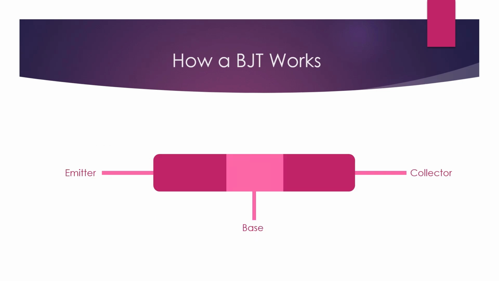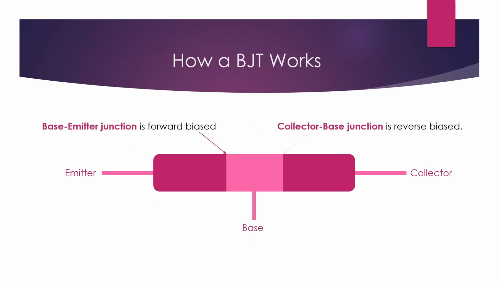There are two junctions inside. Base emitter junction is forward biased. Collector base junction is reverse biased. This unique biasing allows current gain, meaning a small input controls a big output.